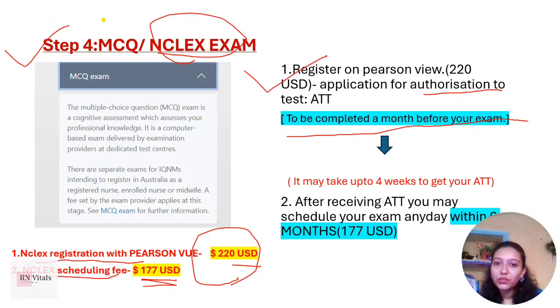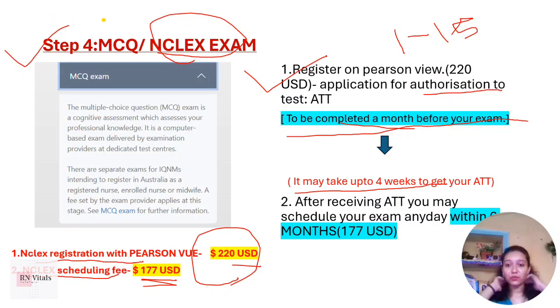So basically, when should you apply for your ATT? It should be at least a month, or I think 1.5 months before you are actually planning to take your exam. You should apply for your ATT. Once you do that, as you can see, I've written here, it may take up to 4 weeks to get your ATT. I got my ATT after 20 days of applying for it. So you never know, it might take 4 entire weeks also. So be prepared and apply 1 month before you are planning to schedule your exam. I'm telling this again and again as it's very important.